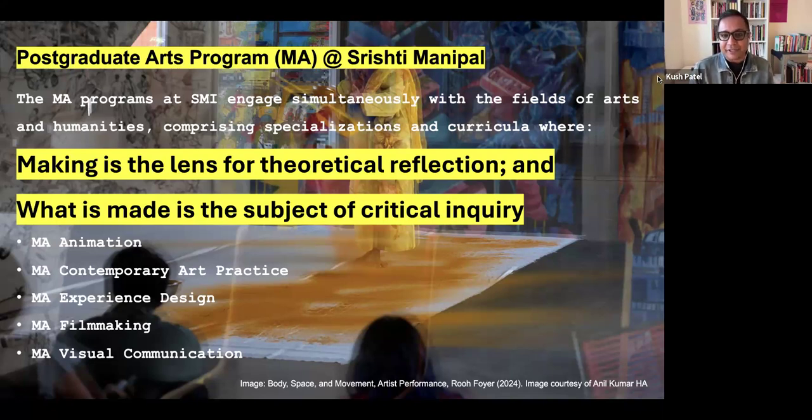And this kind of a reciprocal relationship between what is made and how the process of making invites critique, but also constitutes a form of intervention in the world is at the core of postgraduate arts program at Srishti Manipal. Next slide, please.